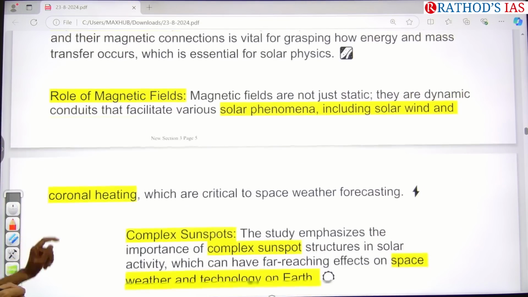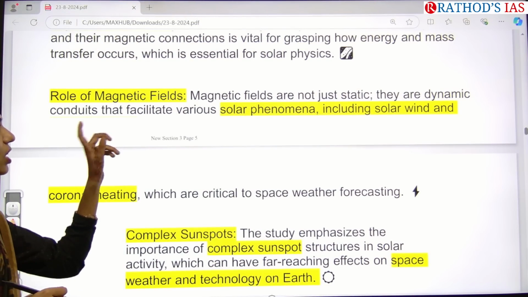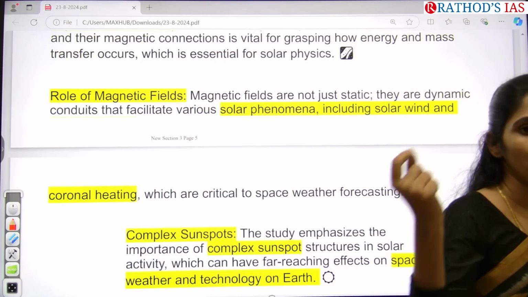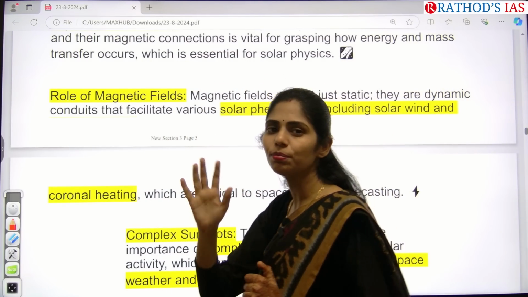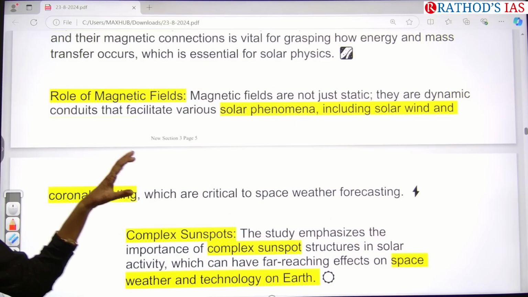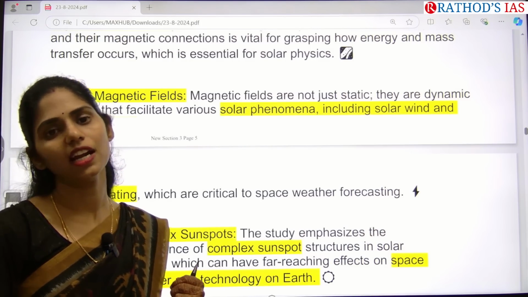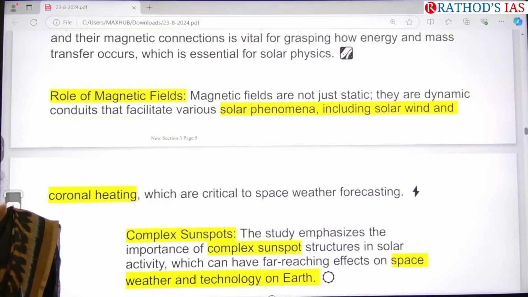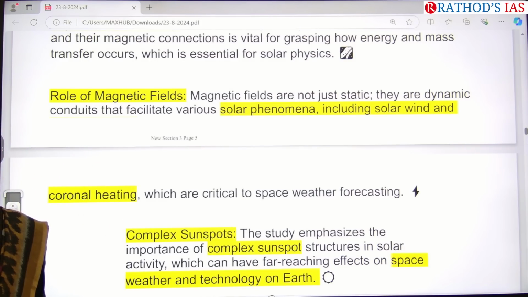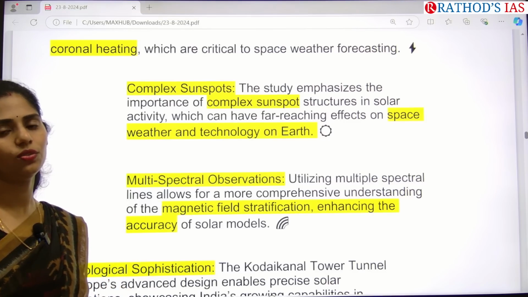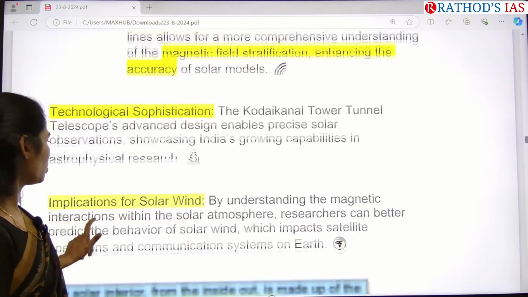We also have to understand the role of magnetic fields, because the magnetic field is not just static. Normally you know the poles, like North Pole and South Pole, and the shifting of the poles happens, right? So magnetic fields are not static; they are dynamic. If you understand the magnetic field of the sun, we can understand solar winds and solar flares, how coronal heating happens, and the impact on weather. They are also going to understand the complex sunspots, which are very important because they also impact space weather and even the earth. These are the things you have to remember.